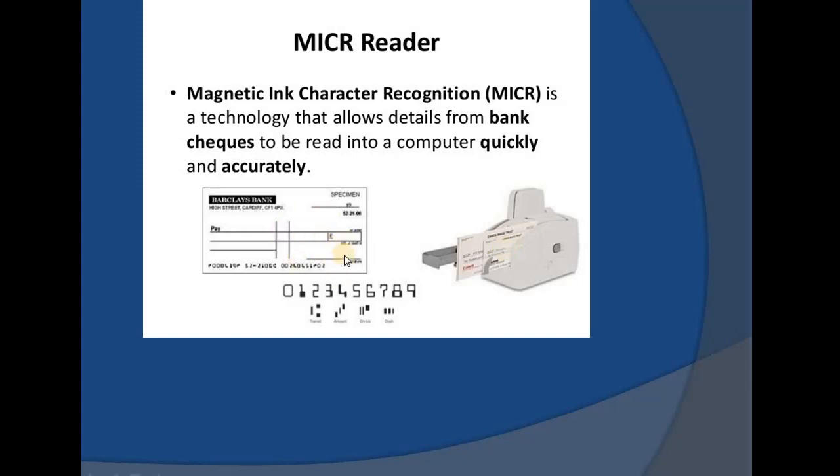All the details present on the check can be easily converted, and this scanner is connected to the computer system, so that the information collected from the scanner is transferred to the computer system for further processing. The moment it processes all the information, the amount will be transferred, or whatever task has to be performed can be quickly performed. And the most important thing is accuracy.